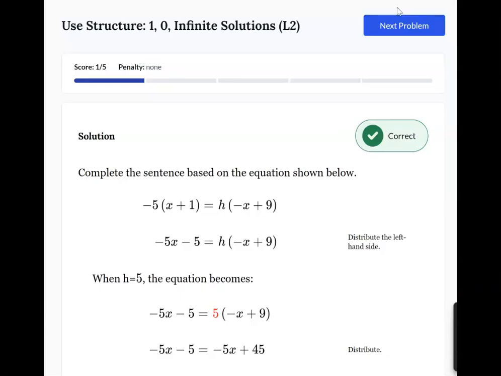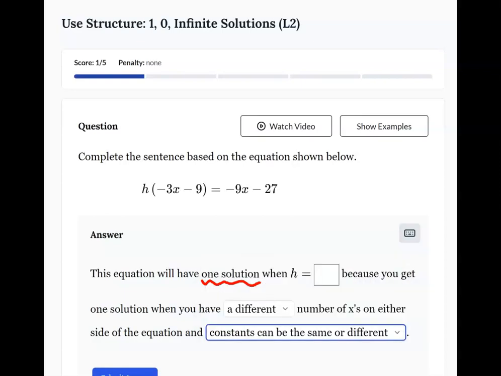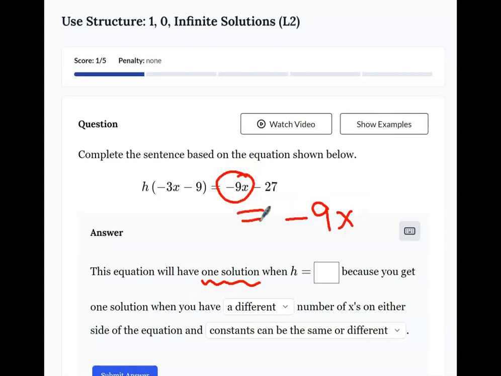Let's try this one more time. Let's concentrate on what they're asking for. They're asking for one solution. And that can only happen if our number of x's are different and the constants don't matter. You just need a different number of x's. So let's look carefully at how many x's we have on the right side. We have -9x on the right. So over here, I need anything that's not a -9.